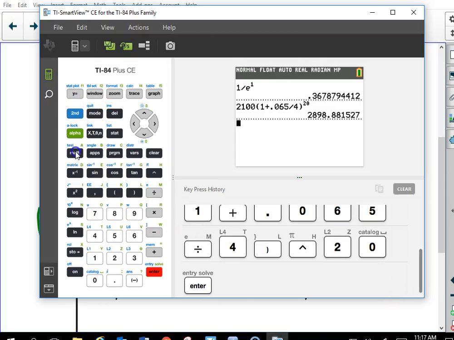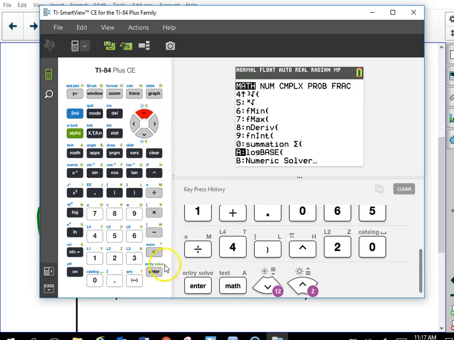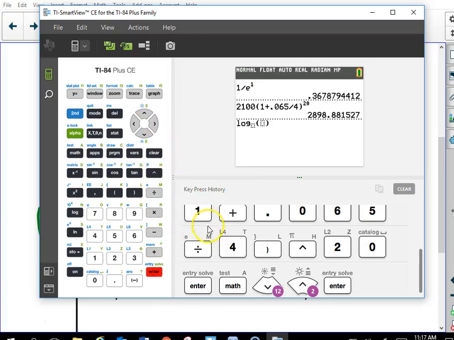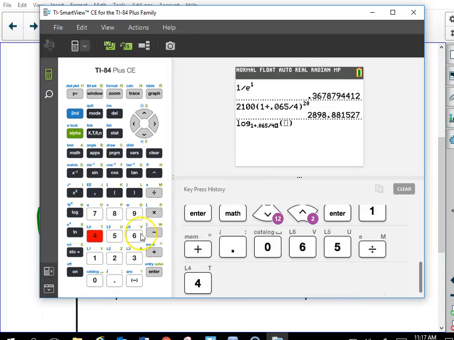Okay, I'll go to the calculator and put that in, and I'm going to walk you through it because I want to make sure you know where to find this. So math, and if you go down, you're going to find that log of any base. There we go. Okay, so log base 1 plus 0.065 divided by 4. And I need some parentheses. Oh, no, I don't. It's going to do order of operations. It's going to do the division before it does the addition. So I'm good. And that's of 2.